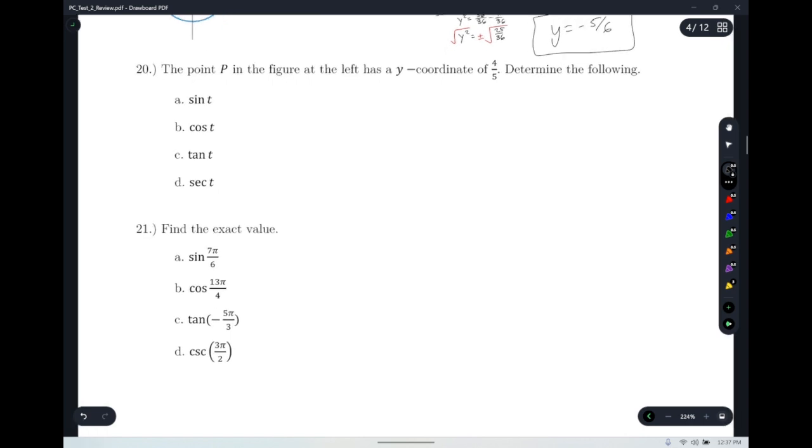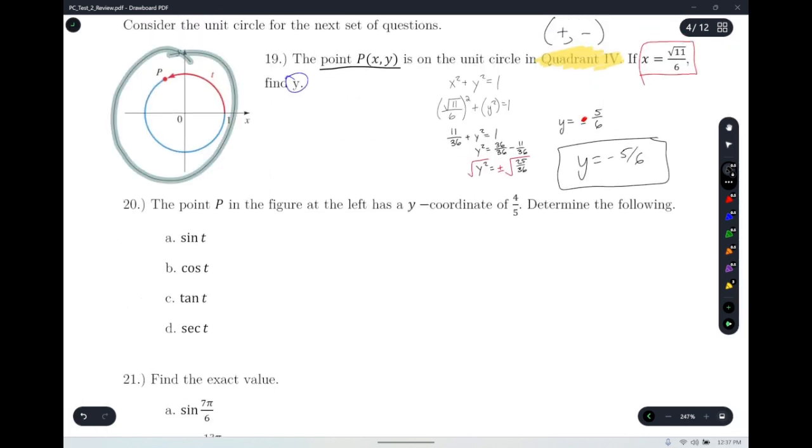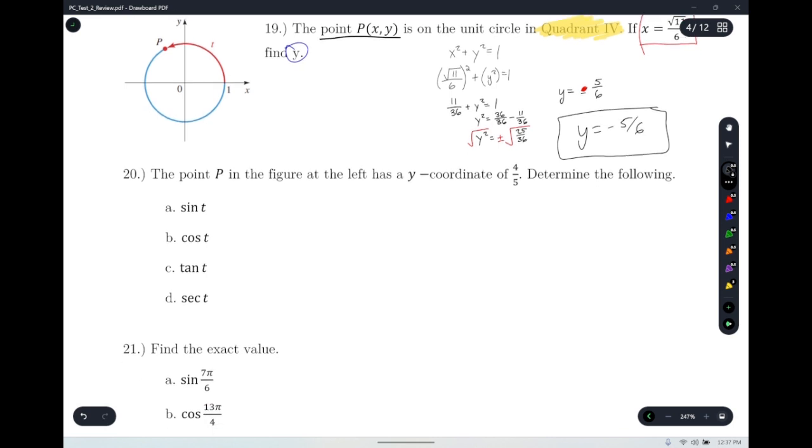All right. So then, the point P in the figure, which I know it says left, it's kind of left, kind of up, has a y-coordinate of 4/5. Change the y-coordinate on us. Determine the following. Well, hold up. That doesn't make sense at all.